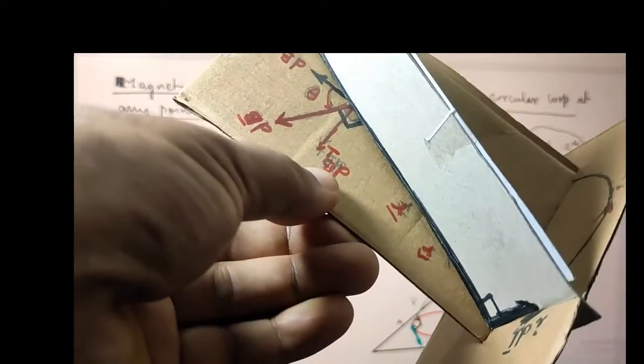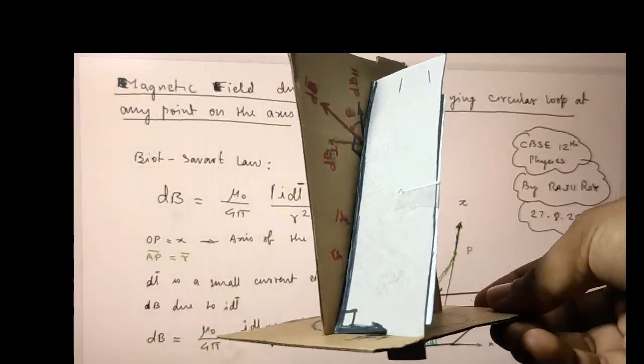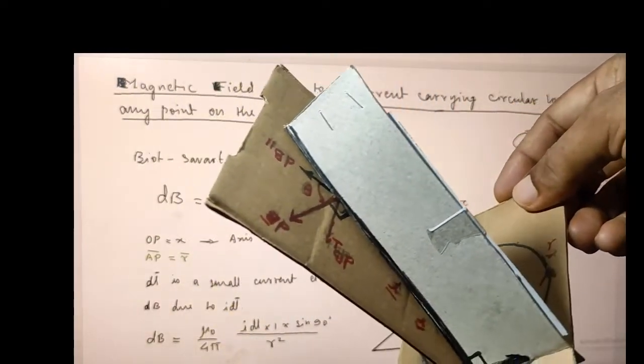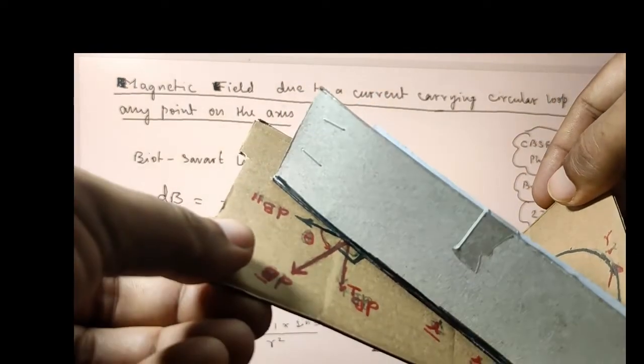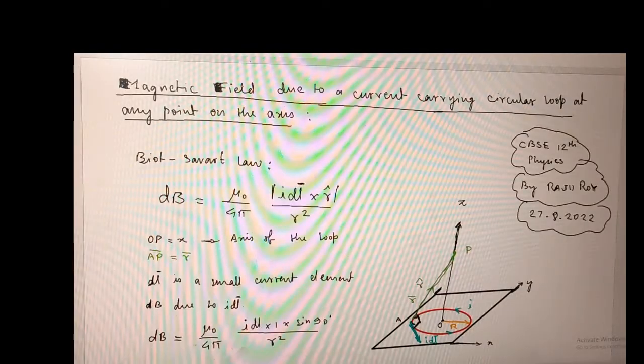I hope you are getting it, right? So I have drawn it here. Now what we are getting is, at P it is perpendicular. dB is like this, perpendicular to AP. This dB is due to which element? The I dl element, right? So this is your dB.